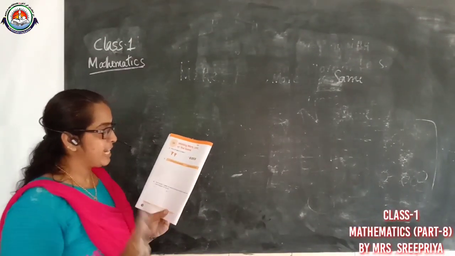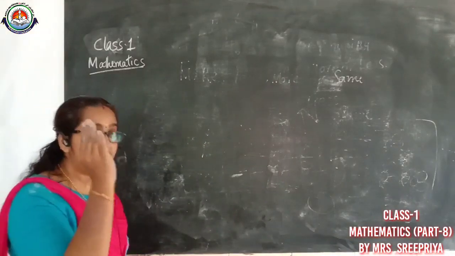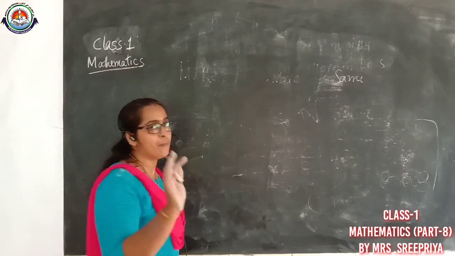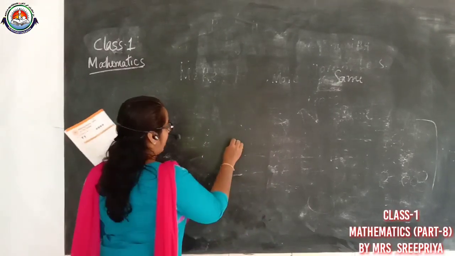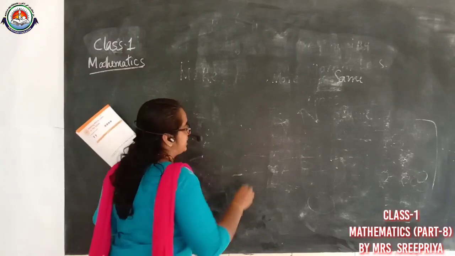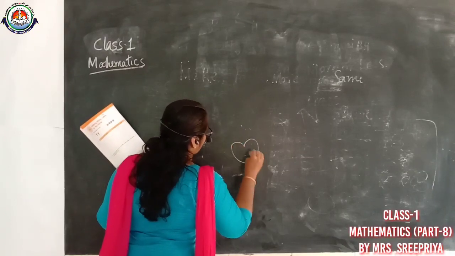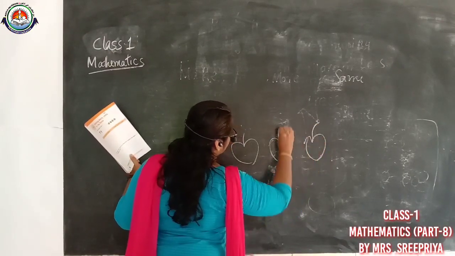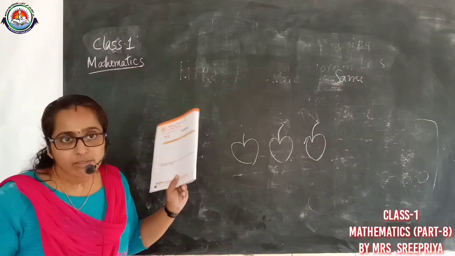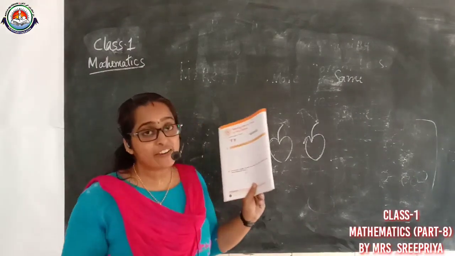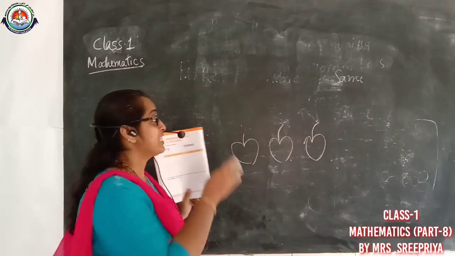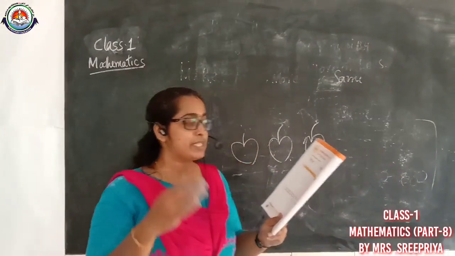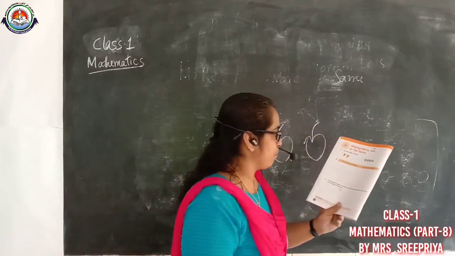Draw less than 7 apples. You need to draw less than the number 7. Okay, 7 apples are there. So we need to draw less than 7. Yes. How many did you draw here? 3. Is this less or more than 7? Yes, very good. It is less than 7. That means 3 is less than 7. Very good. Finish.